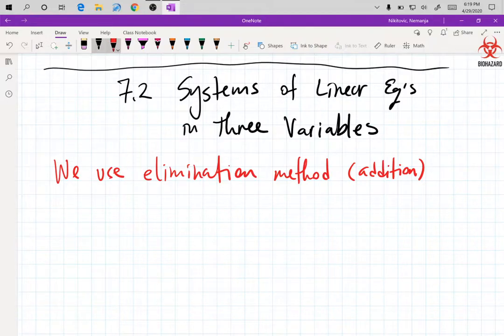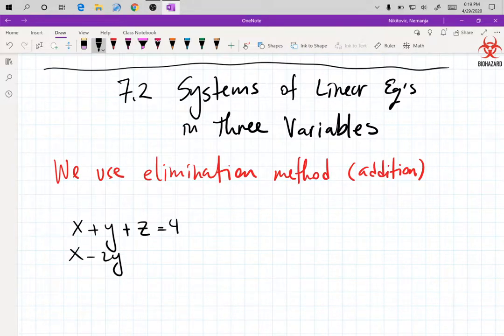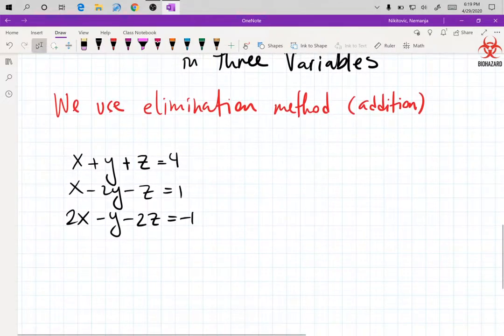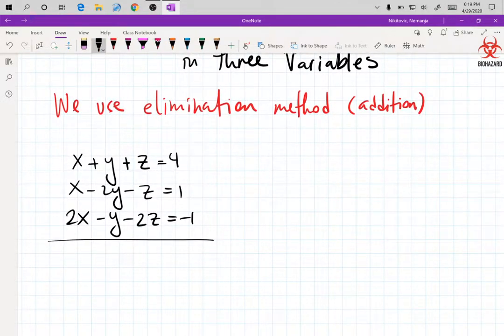So let's start with x plus y plus z equals to 4. X minus 2y minus z equals to 1. And 2x minus y minus 2z equals to negative 1. And as I said, I always underline because easy. Life is easy that way.